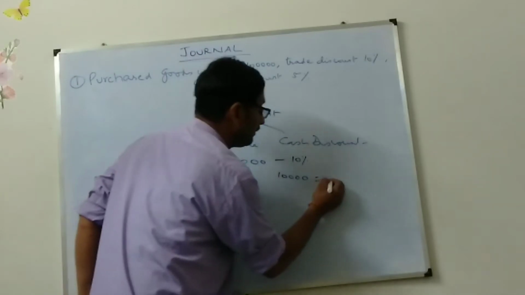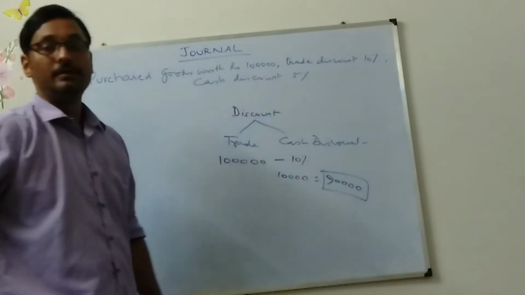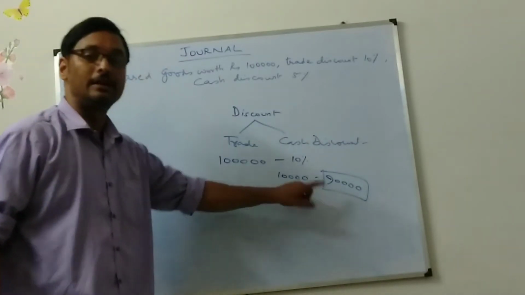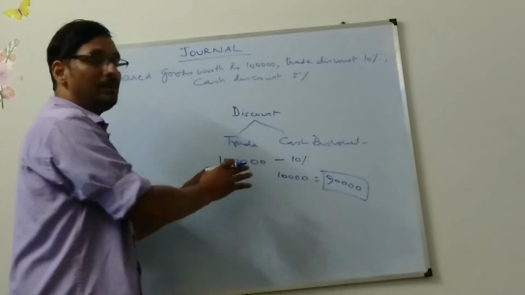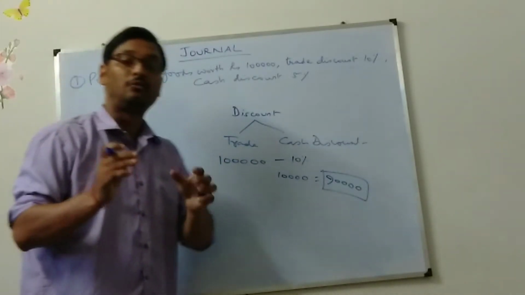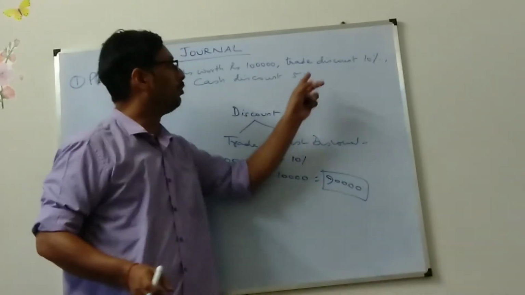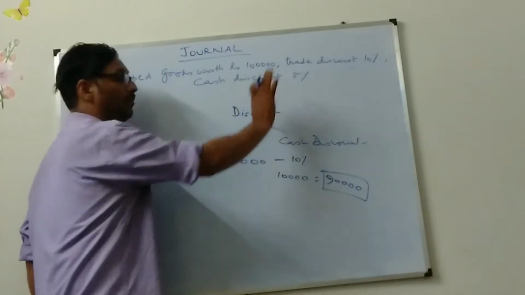So this figure you have to take into account. This figure you need to take into account. So for trade discount, all the entries will be the same, but you have to deduct the value of money. You don't write anything about trade discount. Now come to cash discount.